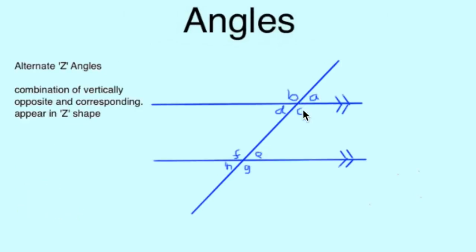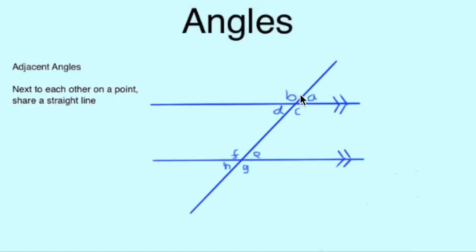Alternate angles are equal as we know that vertically opposite angles are the same, then so must their corresponding angles be. For example, angles C and F. Alternate angles are often called Z angles because of the way they appear on a Z shape.